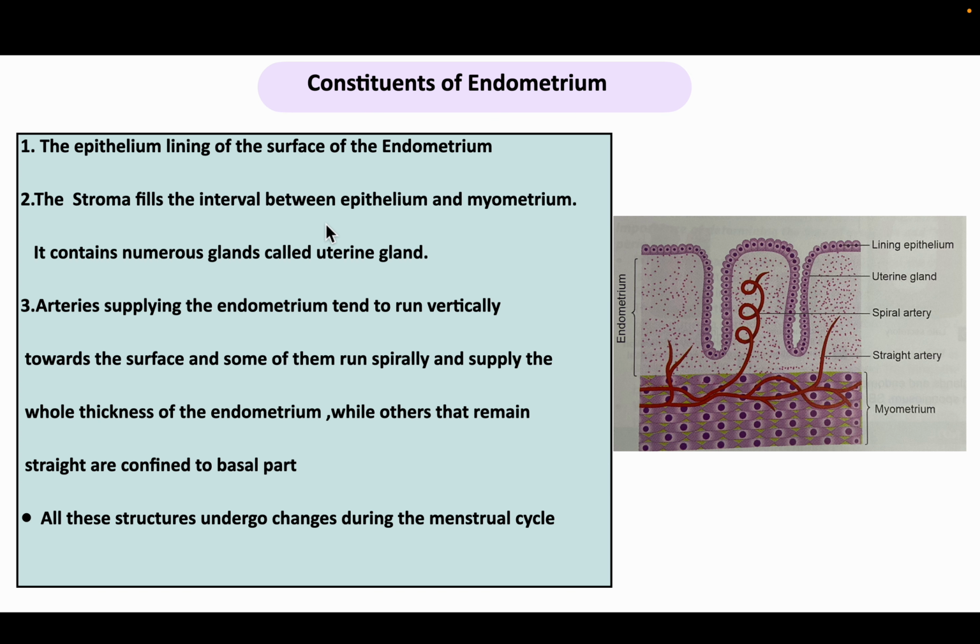Now, what are the constituents of endometrium? This is the endometrium: the epithelium lining the surface of the endometrium, that is one. Then stroma fills the interval between epithelium and myometrium. It contains numerous glands called uterine glands. Then arteries supplying the endometrium tend to run vertically towards the surface. Now you can see they are running towards the surface. Some of them run spirally and supply the whole thickness of the endometrium, while others remain straight and are confined to the basal portion only. All these structures undergo changes during menstrual cycle. So the changes are happening in this endometrium during menstrual cycle.